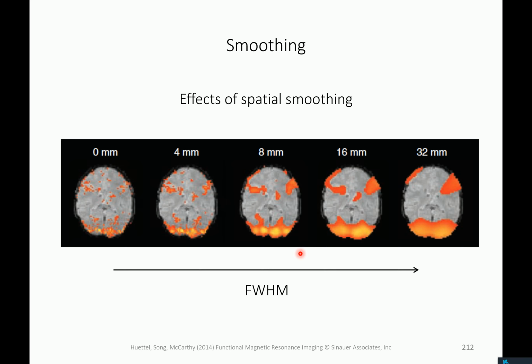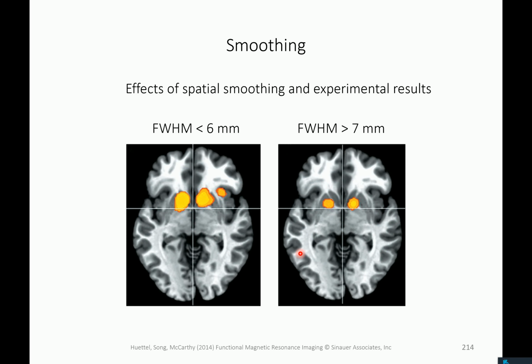What this thing here is, is an example from the Hütte, where it's discussed that of course it has an influence on what your results are. So for example, here the story is that if you smooth with a full width half maximum larger than 7 millimeter, then you only get activation here of one part of the striatum.